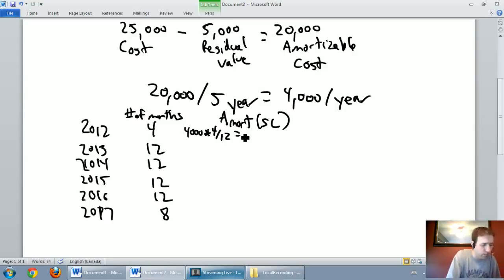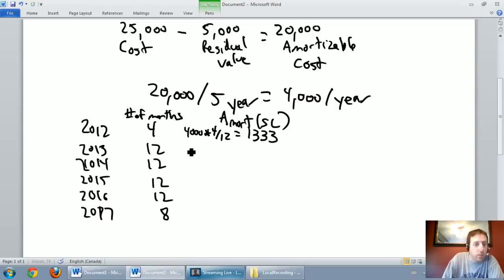This is why I should do my calculations in advance. I'm just going to quickly calculate this on my iPhone. 4,000 times 4 divided by 12 is 1333. And I'm just going to round to the dollar here. So our amortization for the year 2012 is 1333.